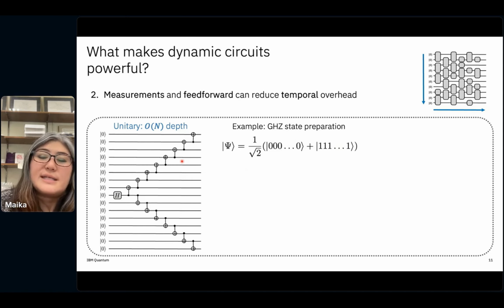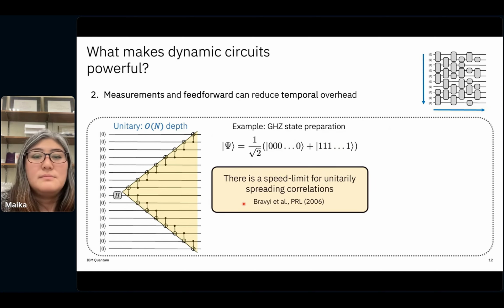This circuit requires a depth that is linear in the size of the state. So a bigger GHZ state means we need a deeper and deeper circuit. The reason for this is fundamental. There is a speed limit for how fast we can unitarily spread correlations, and in this circuit, we are spreading those correlations at maximal speed along the edge of the light cone. However, with dynamic circuits, we can completely break the speed limit.